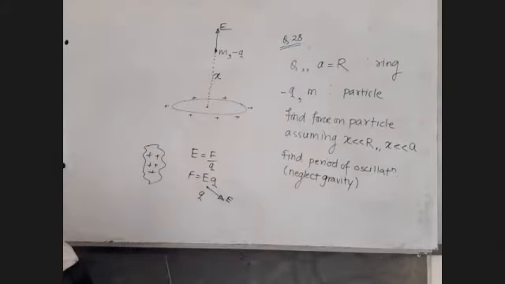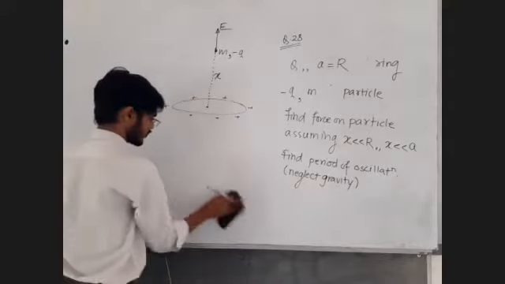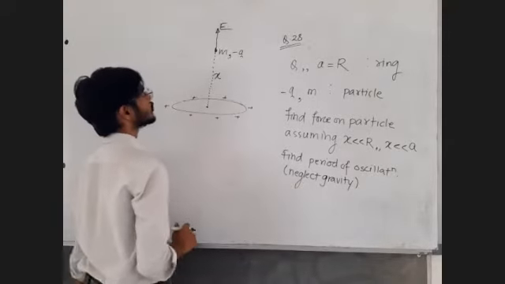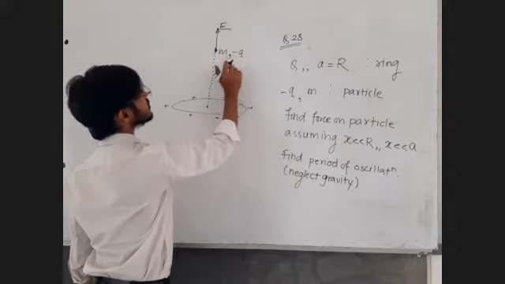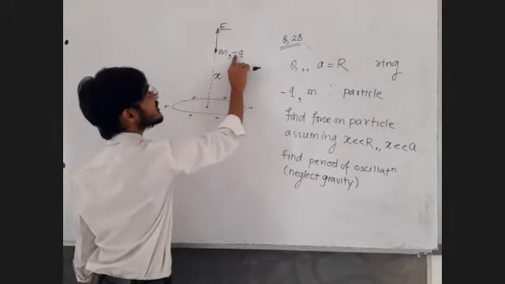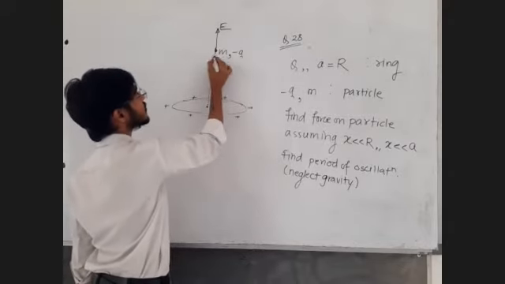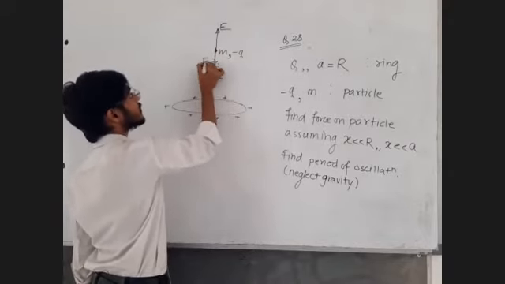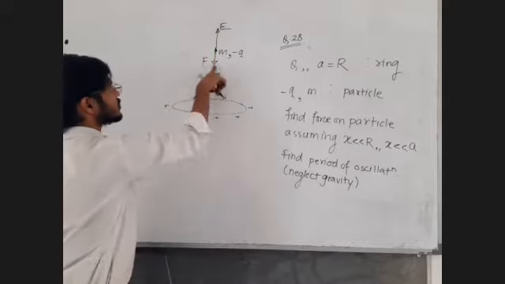We want to find out the force acting on the given charge. Let us first decide the direction, then find out the magnitude. A positive charge experiences force in the direction of the electric field, but this is a negative charge, so it will experience a force in the opposite direction of the electric field. So the force on the given particle will be opposite to the electric field because it is a negative charge. So the direction we have decided.